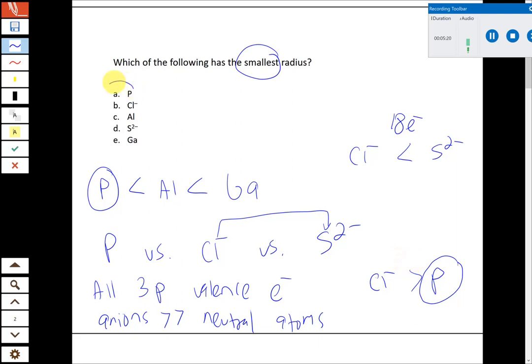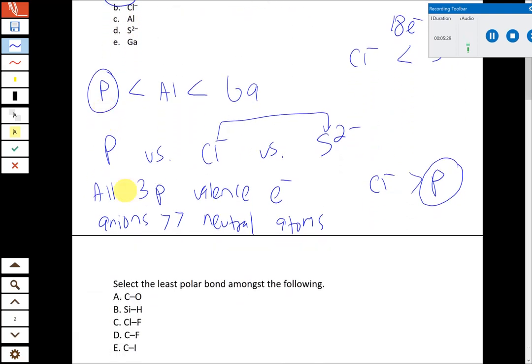So that leaves phosphorus here as the correct answer, the one that's the smallest, because compared to the two anions, which are also in a 3p subshell, you expect the neutral to be smaller.